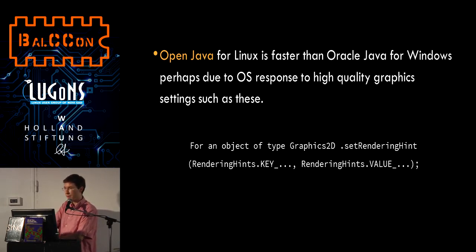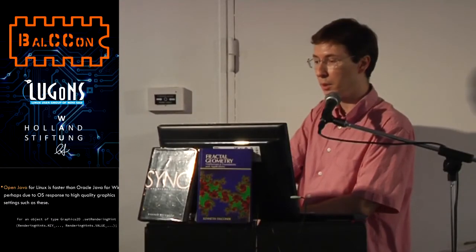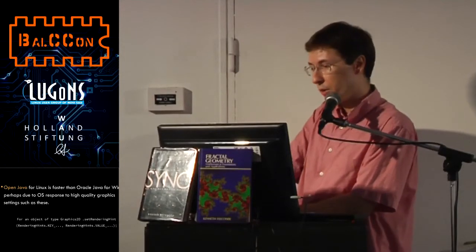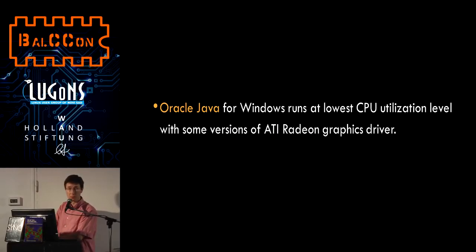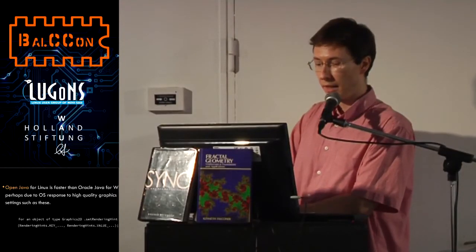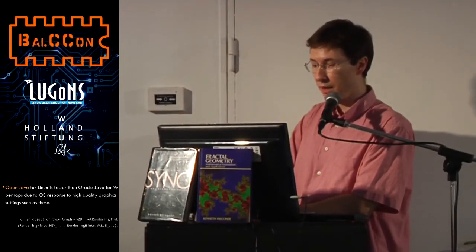Oracle Java for Windows has a terrible bug in it. It runs at the lowest CPU utilization level with some versions of HDI Radeon graphics drivers. So there could be companies around the world running applications at like 1.4 gigahertz instead of 4 gigahertz, because someone is updating their drivers, like graphics drivers or power options in Windows, and it leads to really low performance in Java, and it's been going on for a long time. Right now, I don't have these problems on my desktop computer, but it exists. It's about the CPU scheduler and the power utilization of Windows. It doesn't happen in Linux.